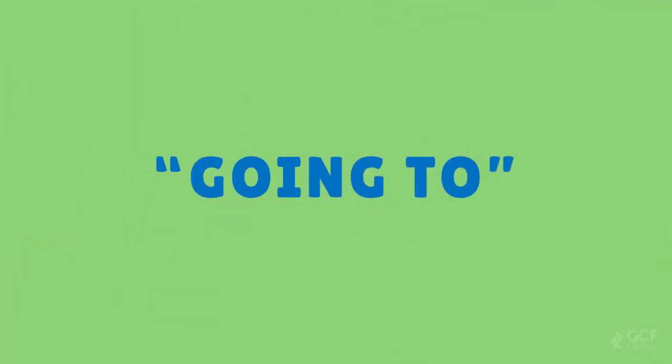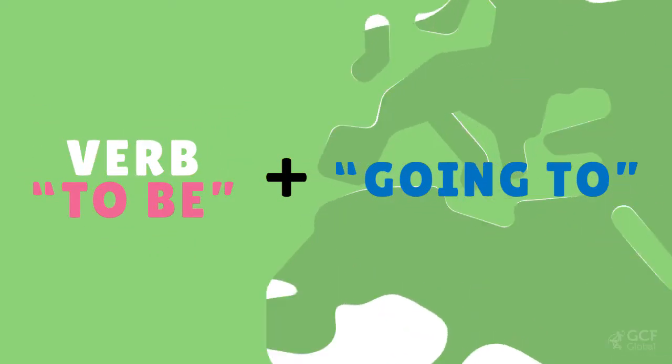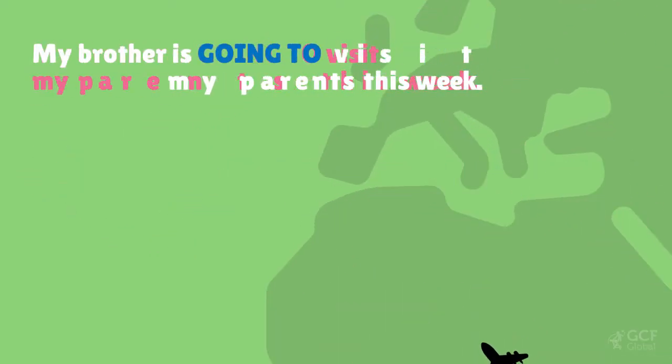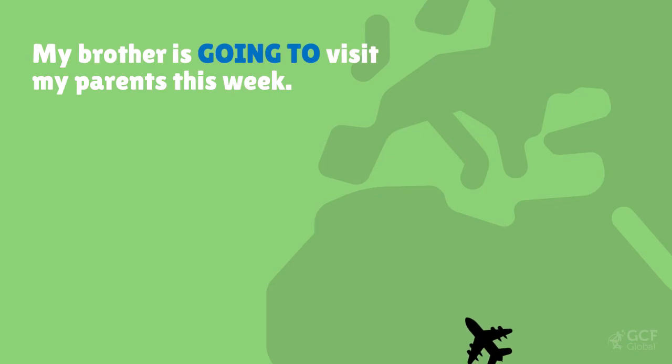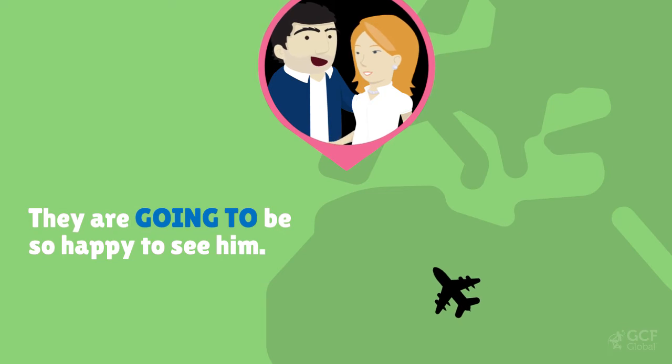As you can see, going to is accompanied by the verb to be, which will be conjugated with the subject of the sentence. My brother is going to visit my parents this week. They are going to be so happy to see him.